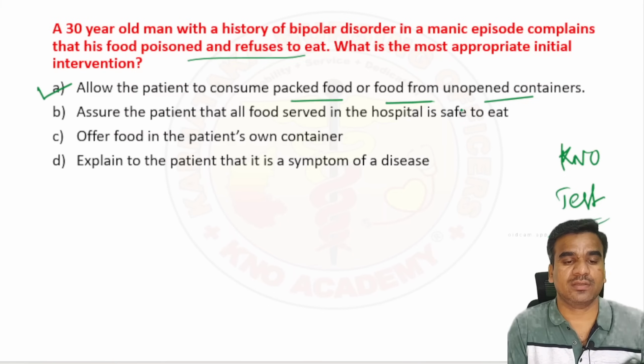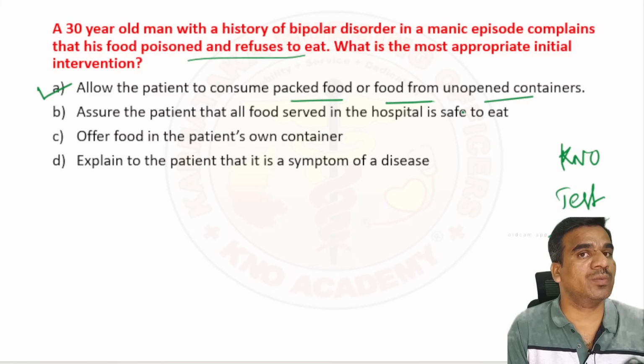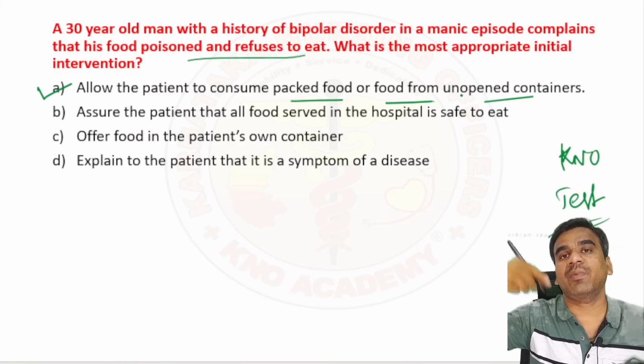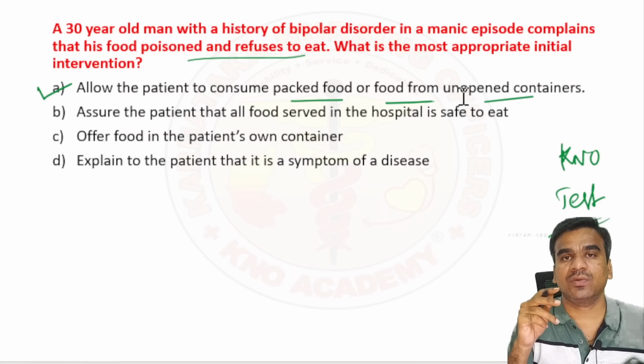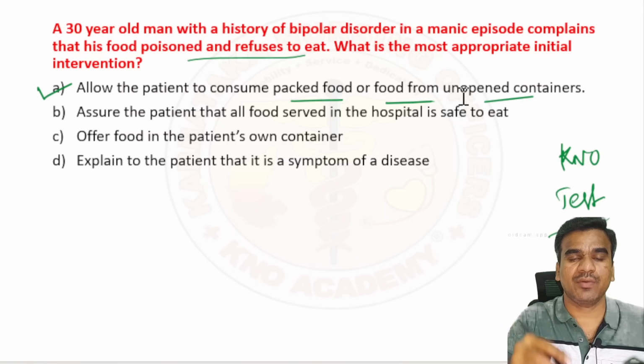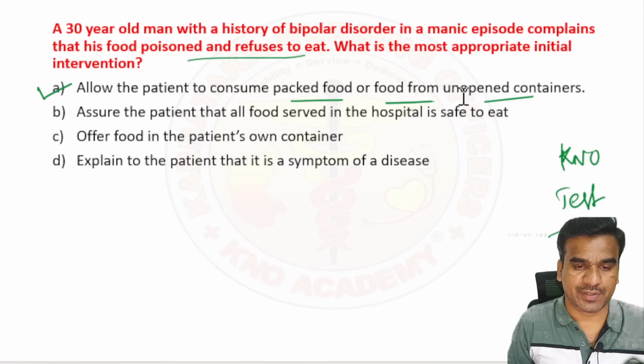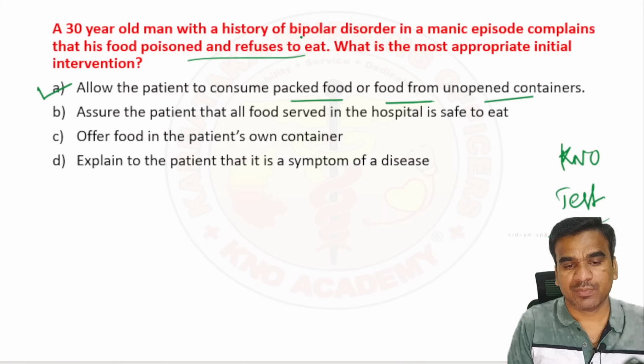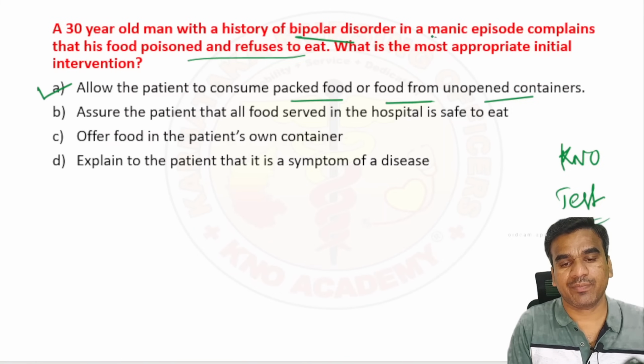This is the right answer because if you give open food, he will doubt it and say that you added poison to the food. That's why we should not give like that. We have to give unopened boxes and packed food to the patient, especially for bipolar disorder and mania.